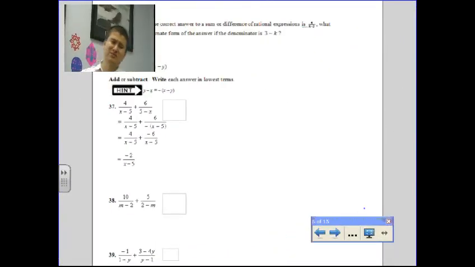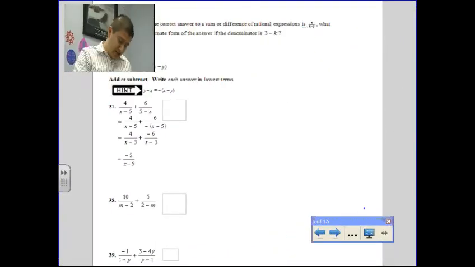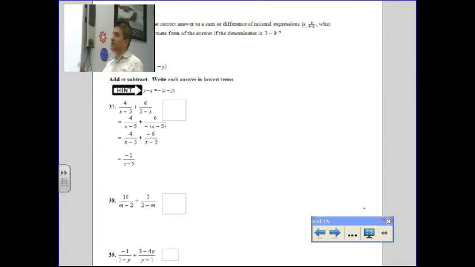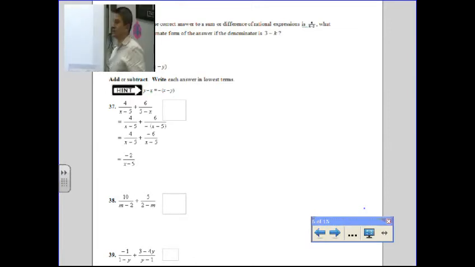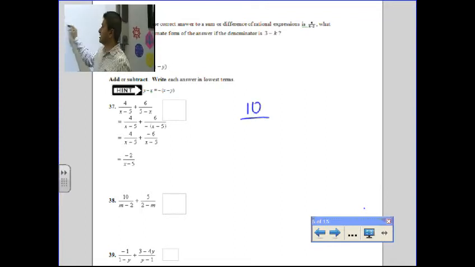Alright, so this is part C. We're going to try to squeeze in as much as we can of this last section. Take a look at page 38. Problem number 37 is done for us, so we're going to go ahead and do number 38.